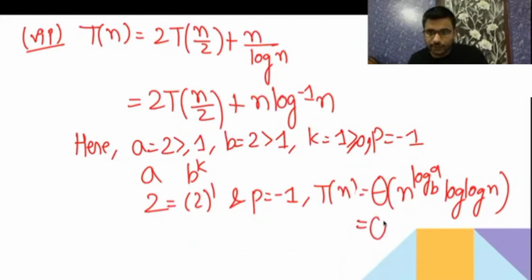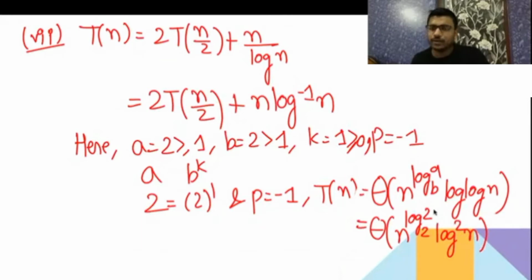So theta n log a is 2, b is 2, so it's like log square n, log of log n. You write log of log n only, then it is going to be theta n. Don't write like this. Log of log n they have written, so in that way only you should write log of log n.